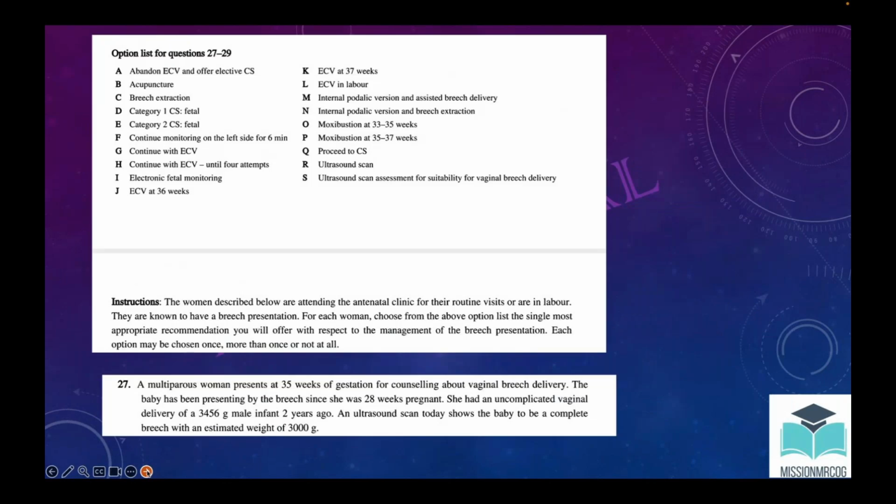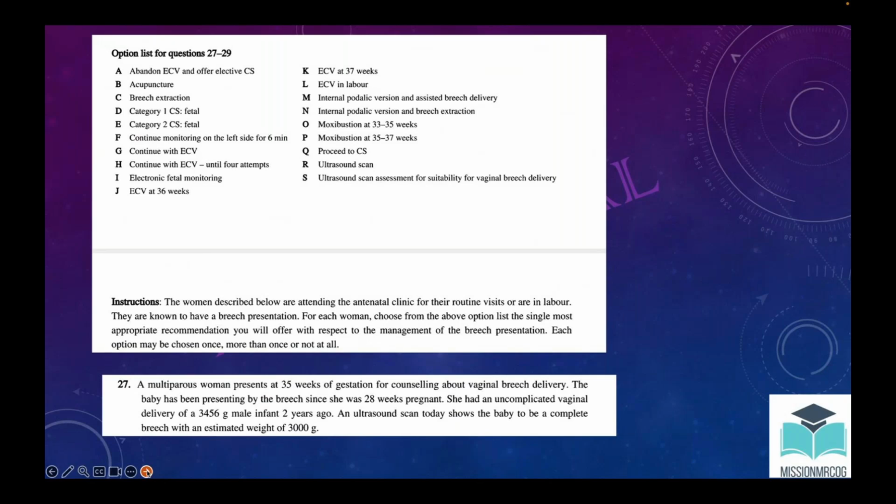Now here there is a question about the breech presentation management. Multiparous woman at 35 weeks. She has got the counseling for the vaginal breech delivery, and she had an uncomplicated vaginal delivery of a 3.4 kg baby 2 years ago. USG scan shows today complete breech with a weight of 3 kg. What will you do for this multiparous woman? Yeah, ECV at 37 weeks.